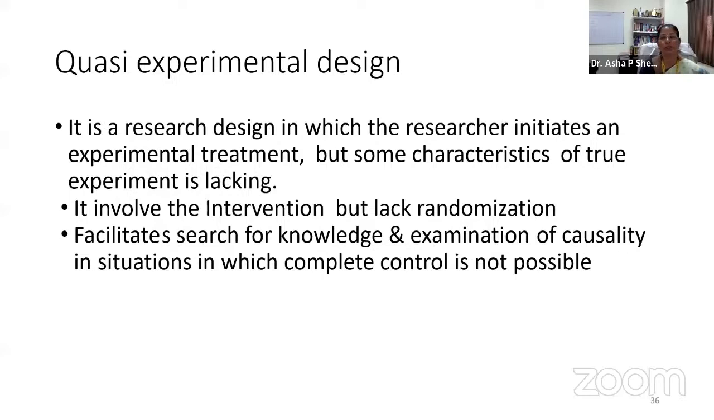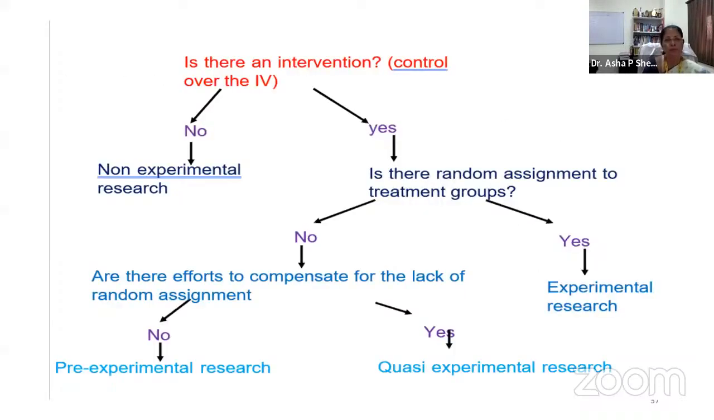Okay, randomization may not be possible, so it will be a quasi-experimental design. It facilitates the search for knowledge and examination of causality in situations in which complete control is not possible. So we have to ask, is there an intervention? If you say no, then it becomes non-experimental research.